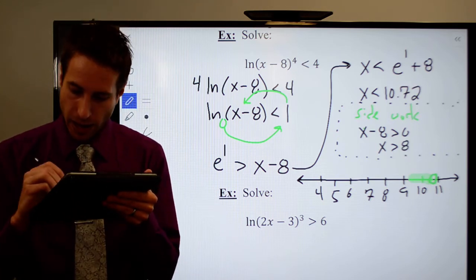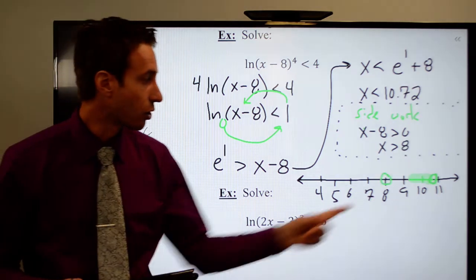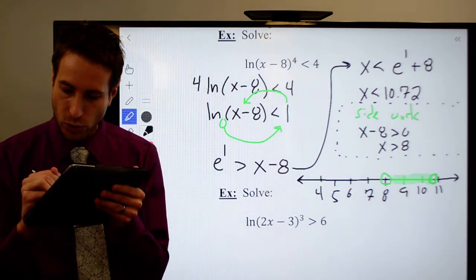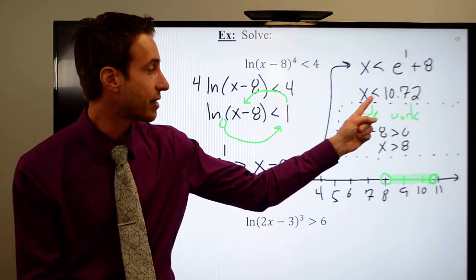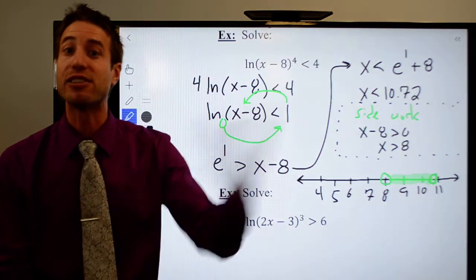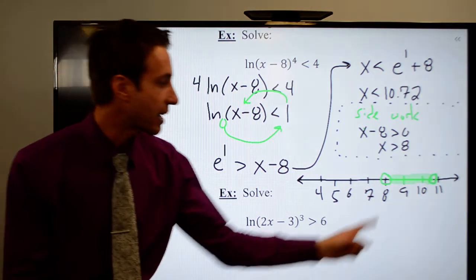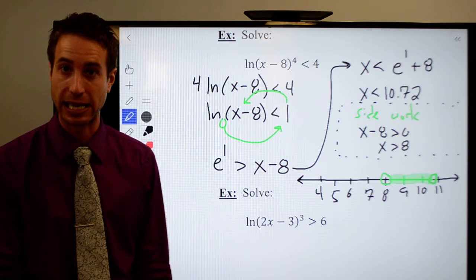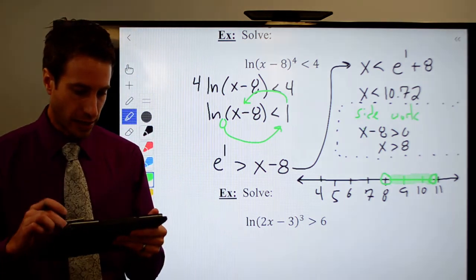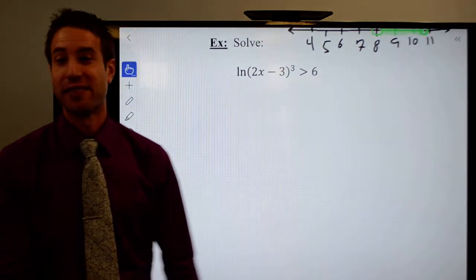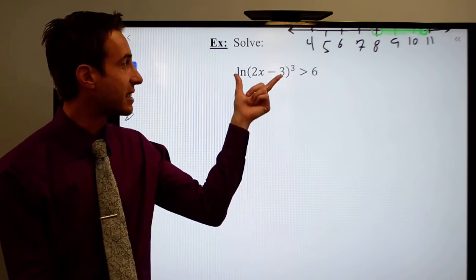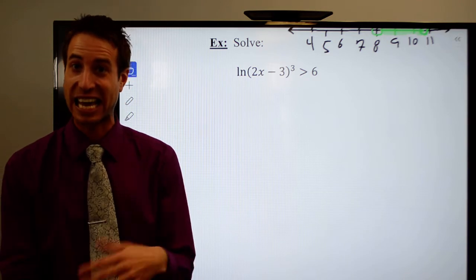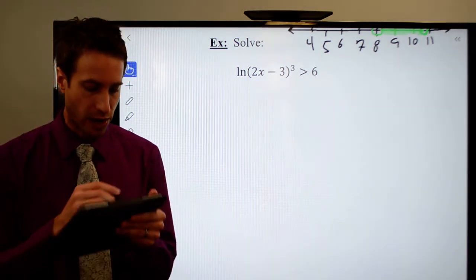So there we go. I'm going to put an open circle on 8, and my inequality is everything less than 10.72 and everything greater than 8. If I pick a number less than 8, I'm going to wind up with something over here that I shouldn't get. All right, let's go ahead and do another inequality. This one we don't even have to worry about, right? Because this guy's always going to be bigger than 6, so I don't ever have to worry about it being negative or 0. So we'll just go ahead and solve this one and be done with it.